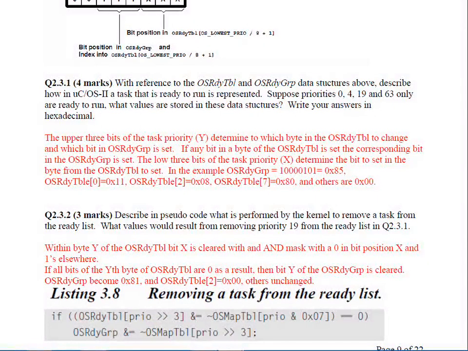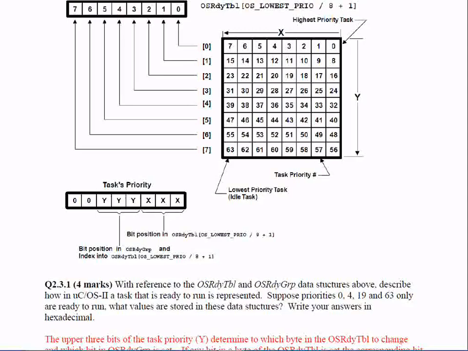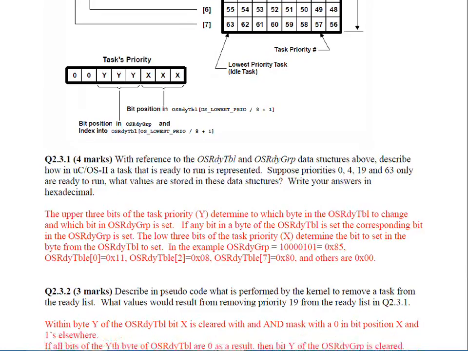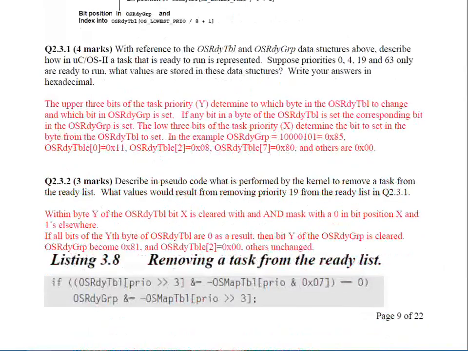And if that result is 0, so if you've cleared the particular byte here, you've cleared a bit which is the last bit that was a 1, it will then result in that being a 0, and then you can remove the group corresponding bit as well. Okay, so that's pretty straightforward.